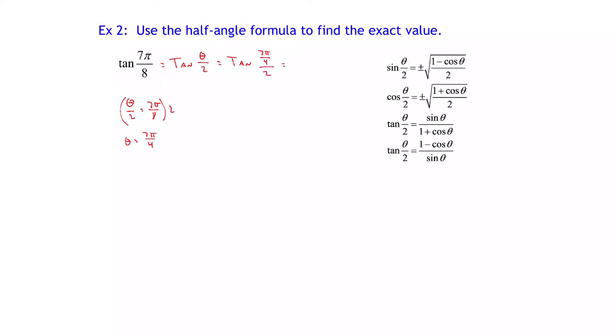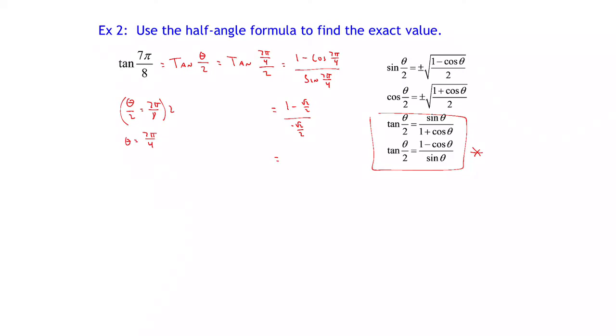And so now we're going to use one of the tangent formulas. I'm going to go ahead and go with the second one here. So I'm going to do 1 minus cosine of 7 pi over 4, divided by, not divided by 2, sorry, divided by sine of 7 pi over 4. So we'll evaluate that. 1 minus cosine of 7 pi over 4. 7 pi over 4 is in quadrant 4. Cosine is positive on that one, so 1 minus square root of 2 over 2. And then sine of 7 pi over 4 would be negative square root of 2 over 2.